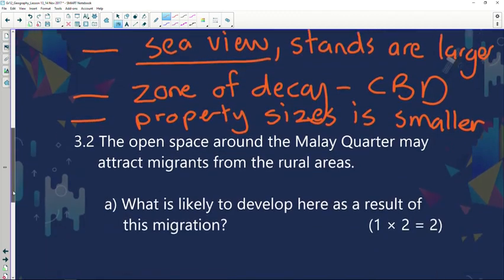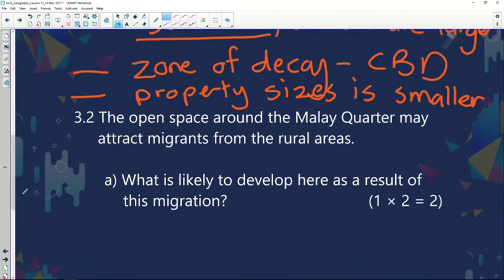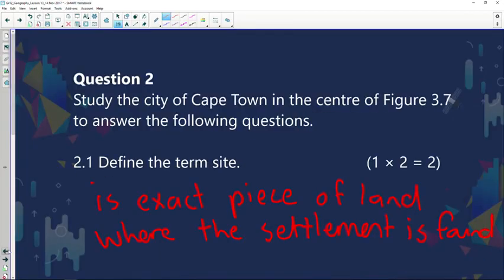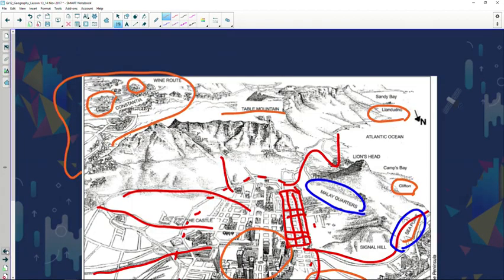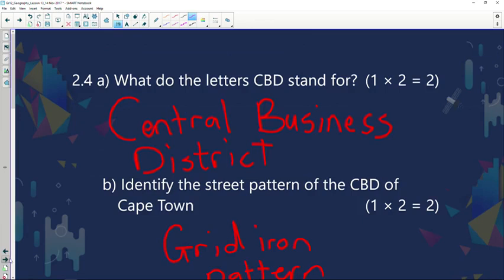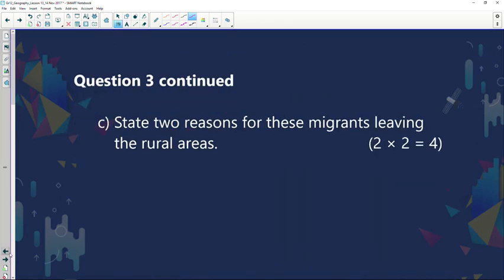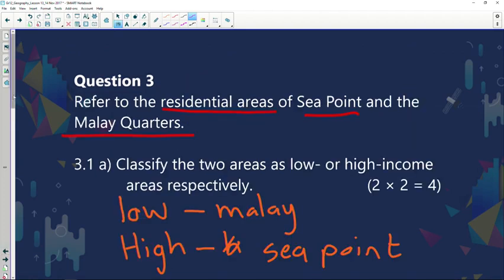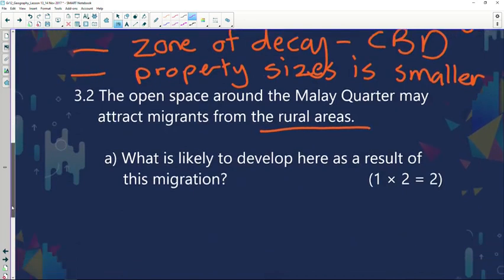If you look at our next question, there's an open space around the Malay Quarters. It may attract migrants. Migrants are people that move from one area to another, from the rural areas. If you quickly have a look at the open space they're referring to, there's the Malay Quarters, and as you can see, there's an open space over there and over there. The question states that it can attract migrant workers from rural areas, because people move away from the rural areas.